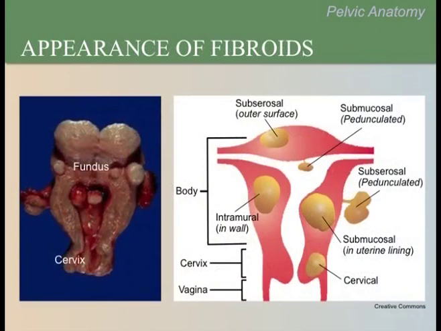Fibroids can develop and look different in many places in the uterus. It is not important to know the names of the locations, but just know that fibroids can occur in the uterine lining, in the wall, on the outer surface of the uterus, or in the cervix. Notice that fibroids often look round.